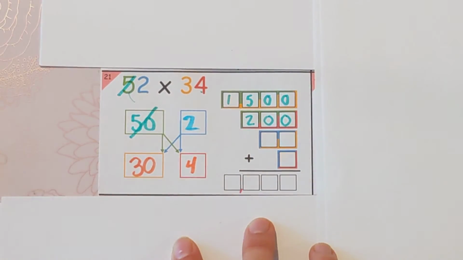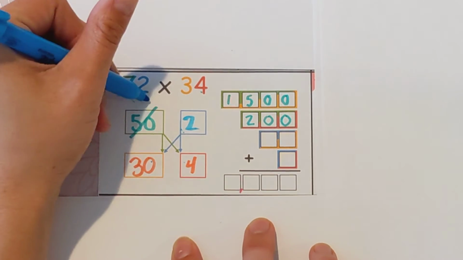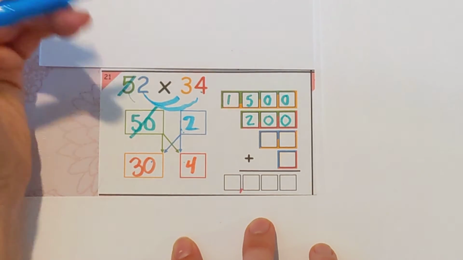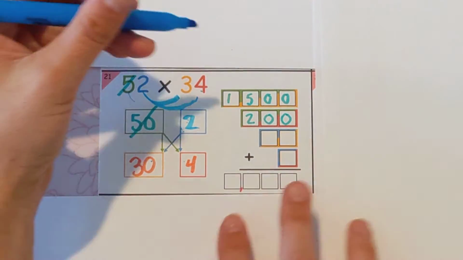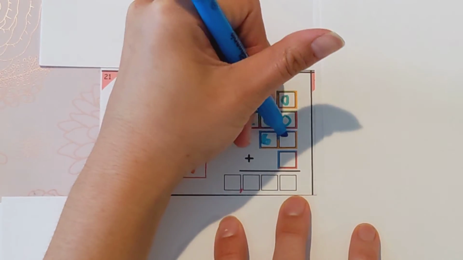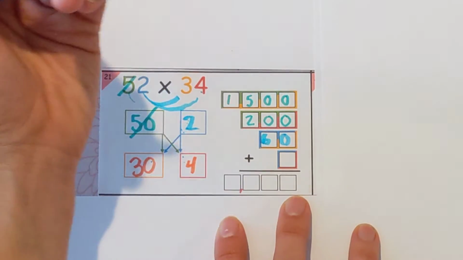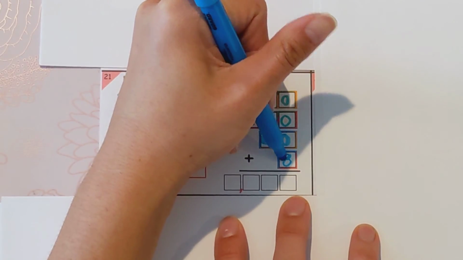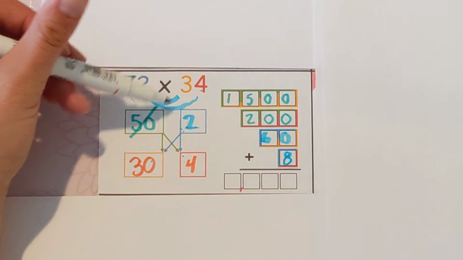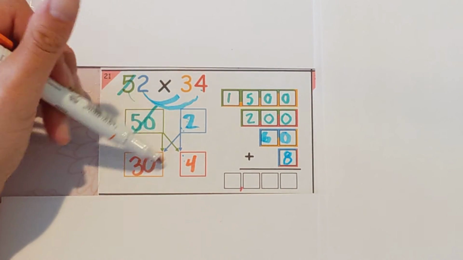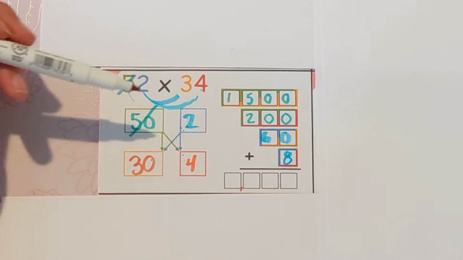And now we're just going to do the 2. So same thing, we'll do 2 times 30 and 2 times 4. 2 times 30, you're going to do 2 times 3, which is 6, and then stick a 0 on the end. 2 times 4, you're going to do 8. And then finally, we're just going to add all of that up. So the 50 multiplied against each, and the 2 multiplied against each. So everything is multiplied against each other.